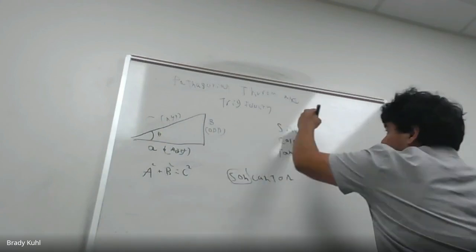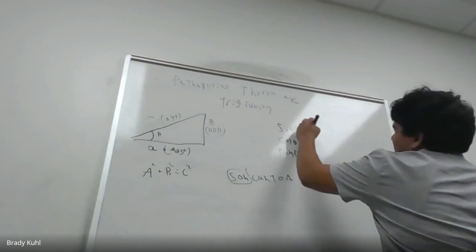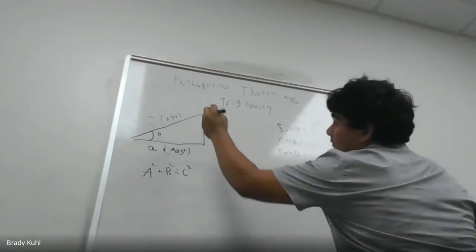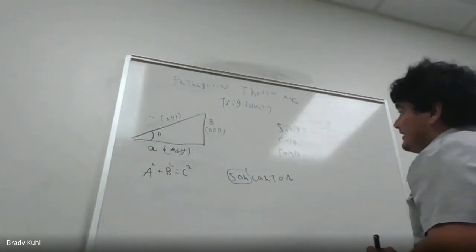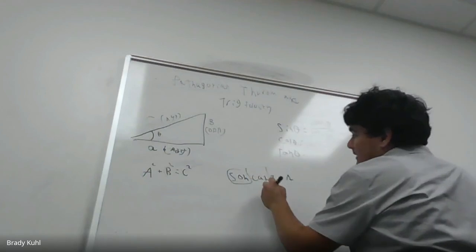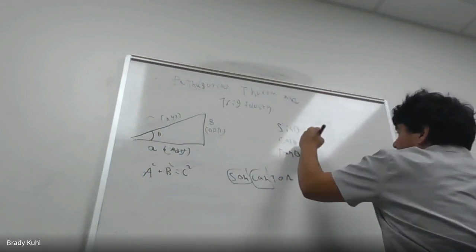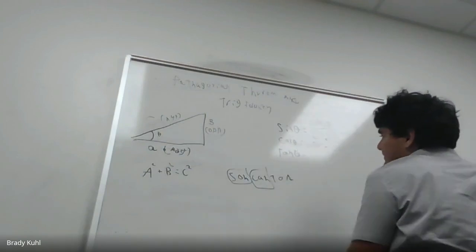Sine is opposite over hypotenuse, or B over C, as one would say. Cosine is adjacent over hypotenuse, or A over C.